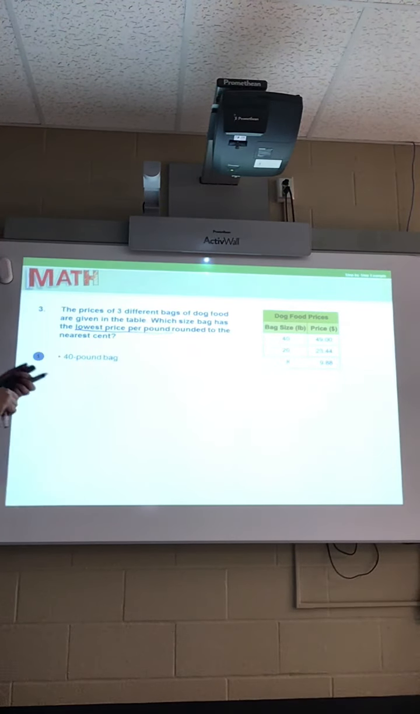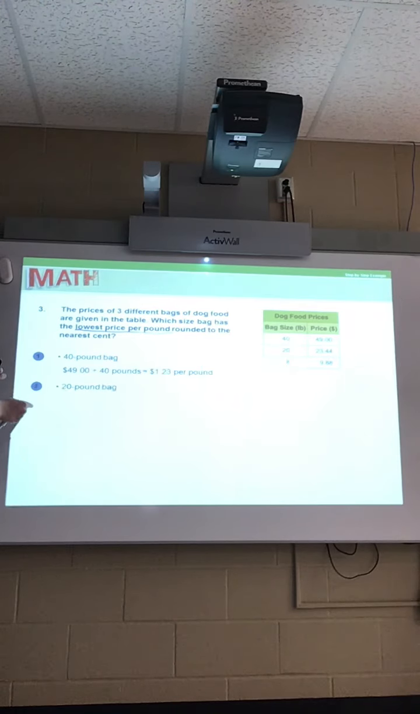Okay? So we have the 40-pound bag. You'll write that rate as $49 over 40. Okay. Yep, so $49, and you divide it by 40 pounds, and you should get $1.23 when you round it per pound. Okay?